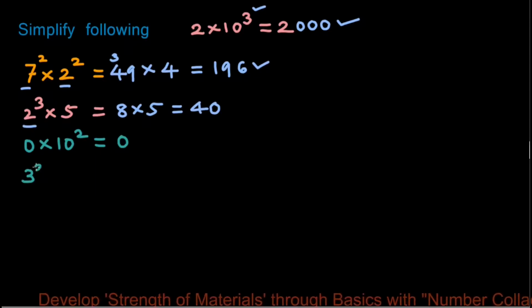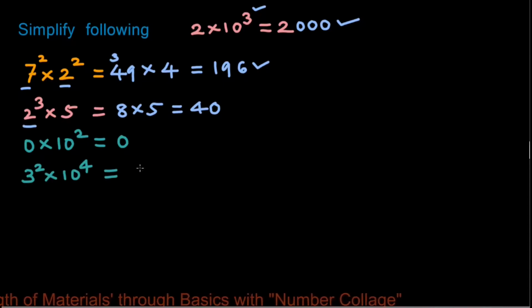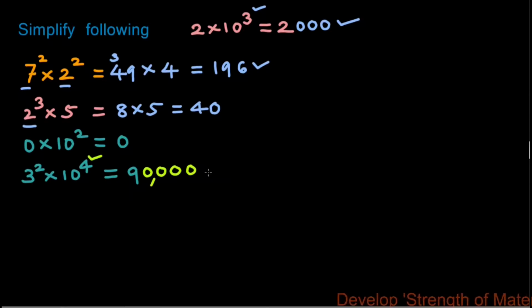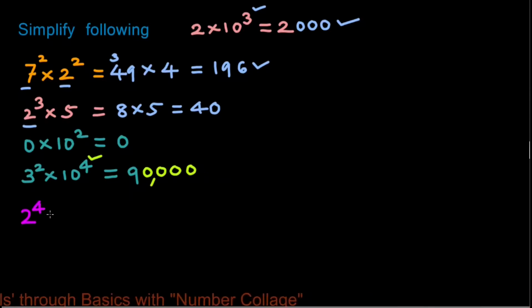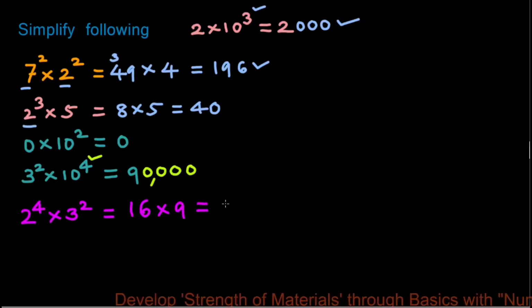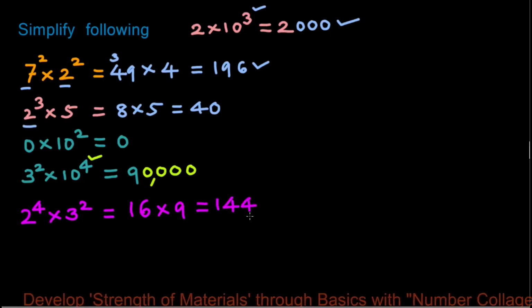3 square into 10 raised to 4. 3 square is 9. And since here the power of 10 is 4, we have to put 4 zeros next to 9. So that gives us 90,000 in the simplified form. 2 raised to 4 multiplied by 3 squared. 2 raised to 4 will be 16 multiplied by 3 square, which is 9. 16 nines are 144, the simplest form.